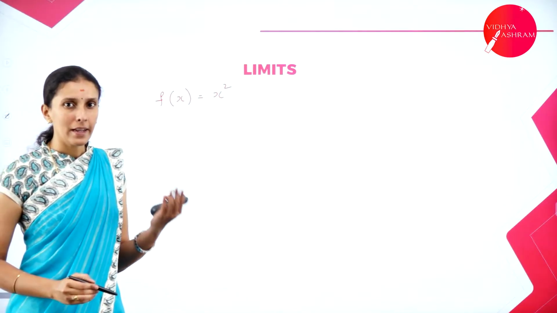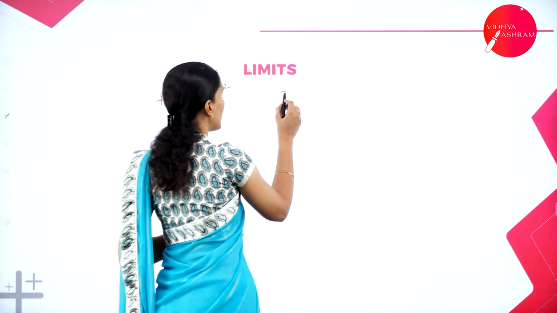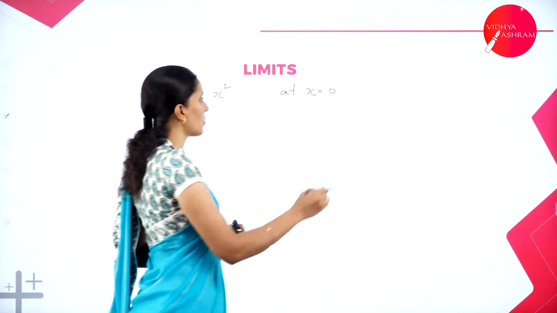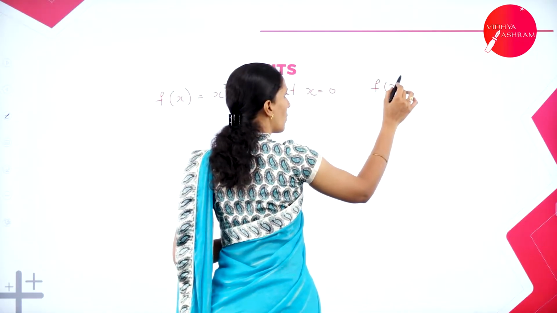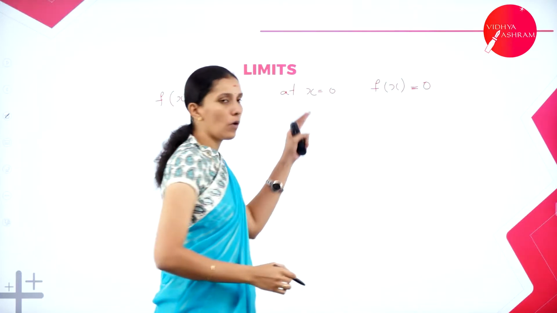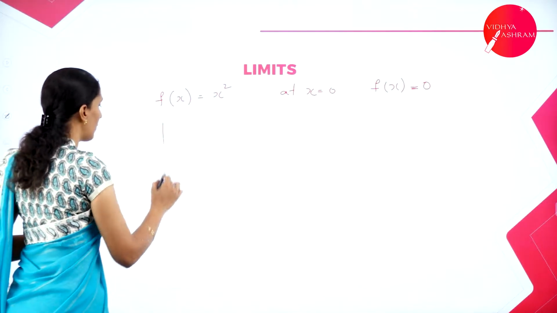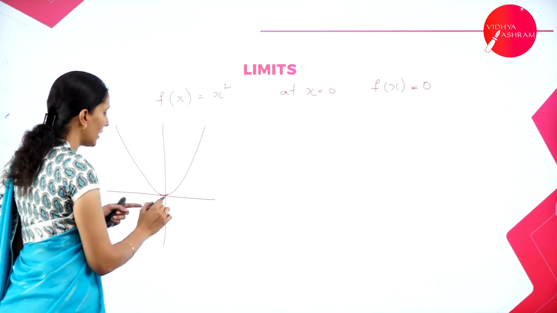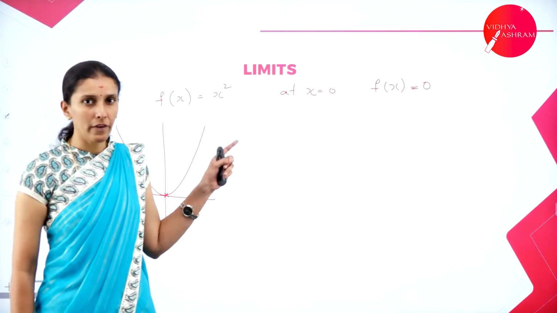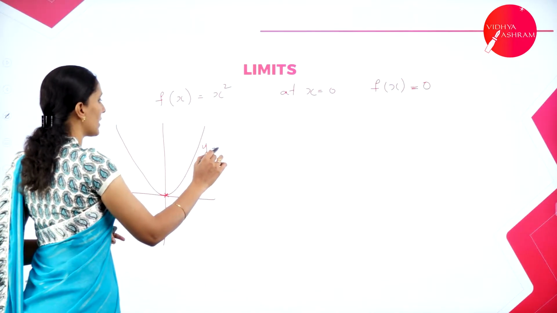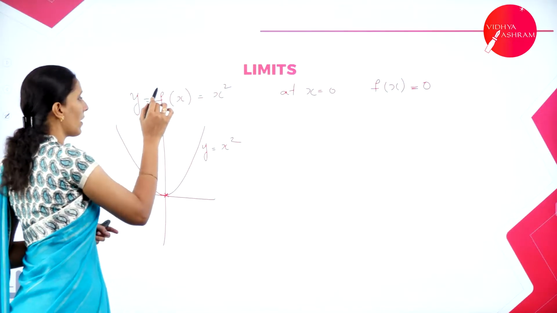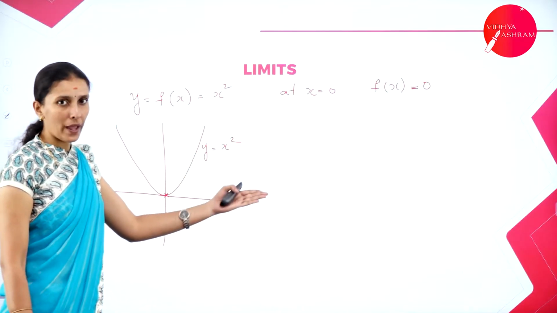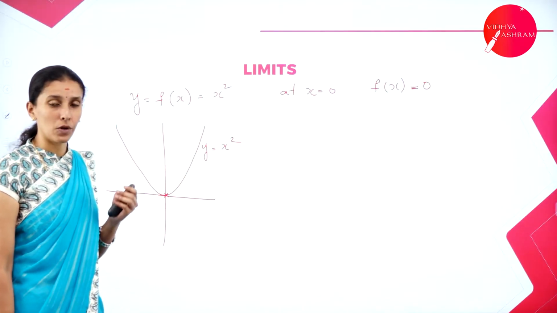Suppose I take any point at x is equal to 0. At x is equal to 0, clearly the function is defined. Defined means its value is also equal to 0. That is, f of 0 is 0 square, which is 0. So the graph of the function will be like this. It is a parabola. So clearly at this point the value of the function, this y is equal to x square. We also take f of x as y is equal to f of x, which we have studied in relations and functions. So y is equal to x square is 0 at x is equal to 0.